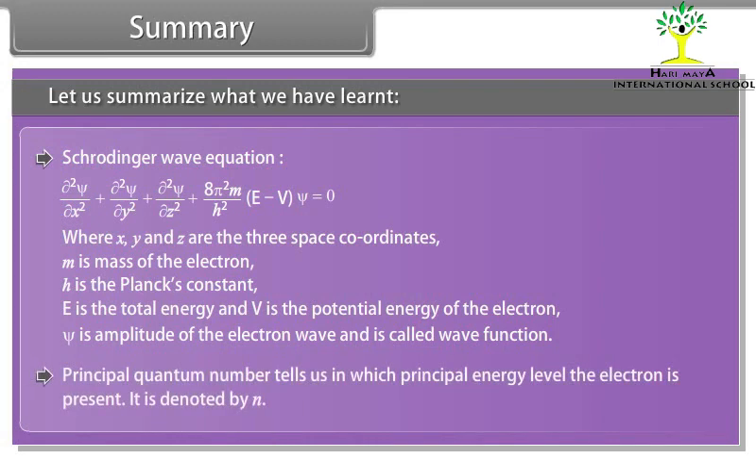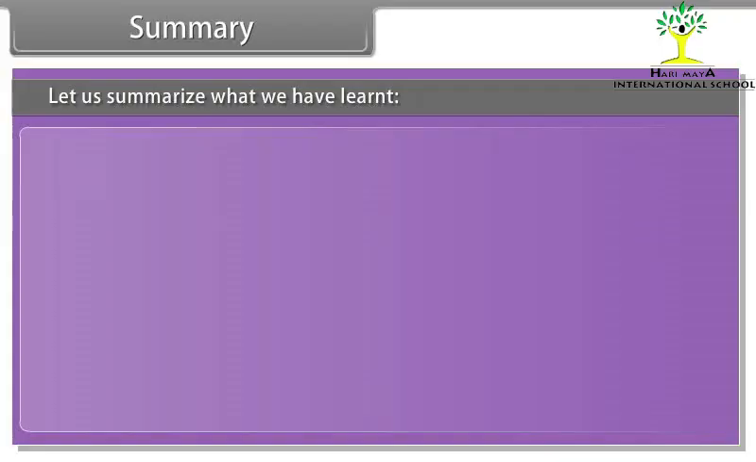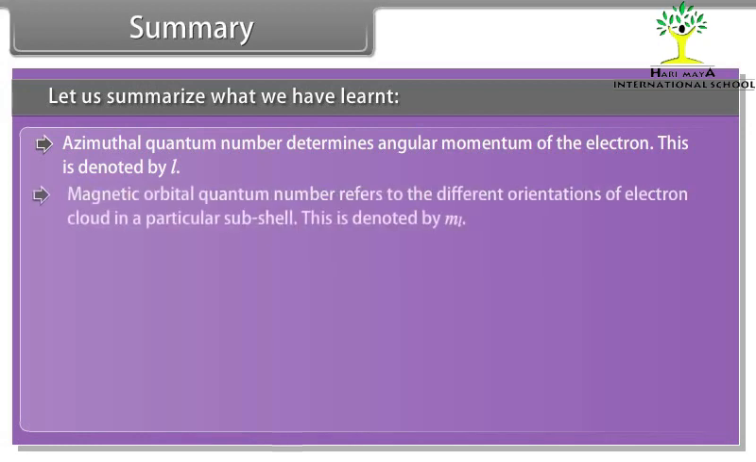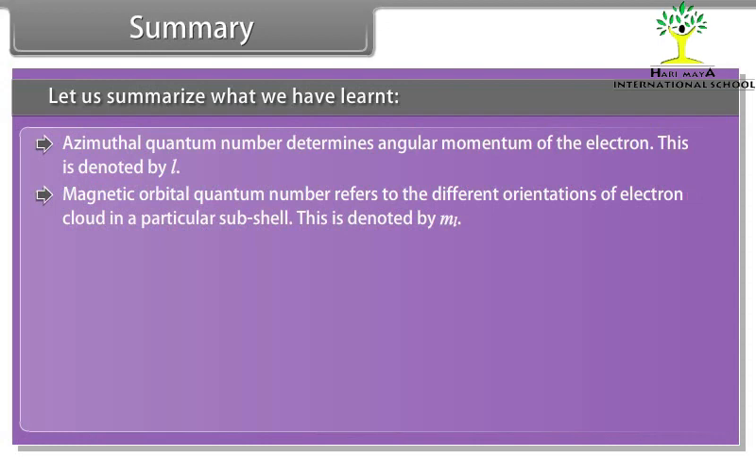Principal quantum number tells us in which principal energy level the electron is present. It is denoted by n. Azimuthal quantum number determines the angular momentum of the electron. This is denoted by l. Magnetic orbital quantum number refers to the different orientations of the electron cloud in a particular subshell. This is denoted by m_l.